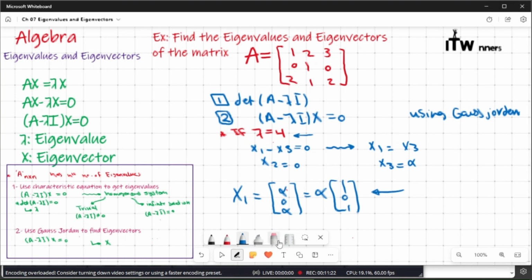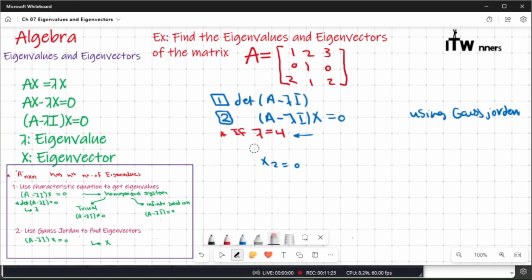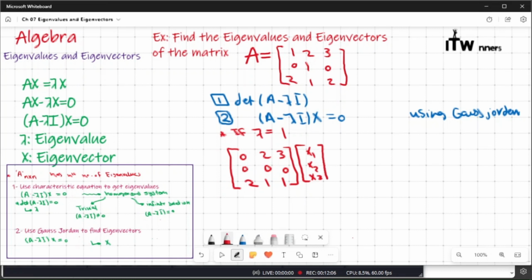Again, with lambda equal to 1, the matrix will be equal to 0, 2, 3, 0, 0, 0, and here we have 2, 1, 1, this into x1, x2, x3, the second eigenvector x2. We have 0, 0, 0.